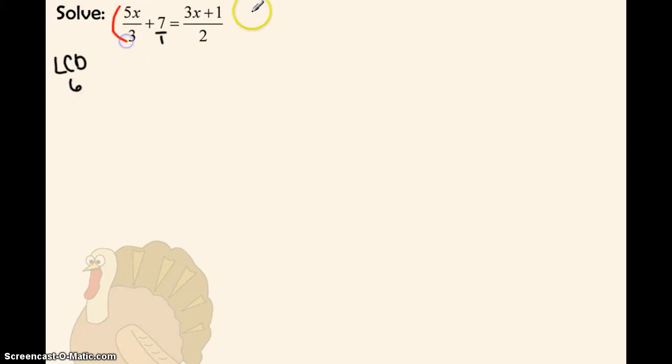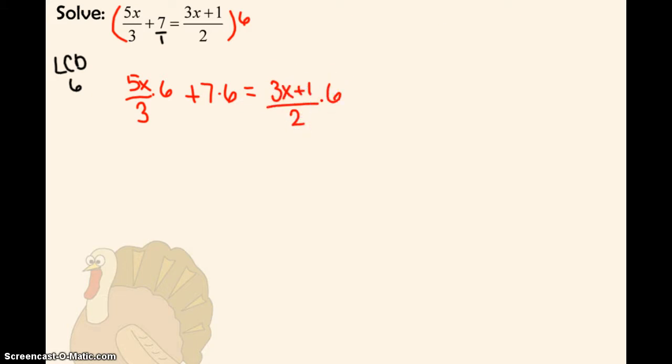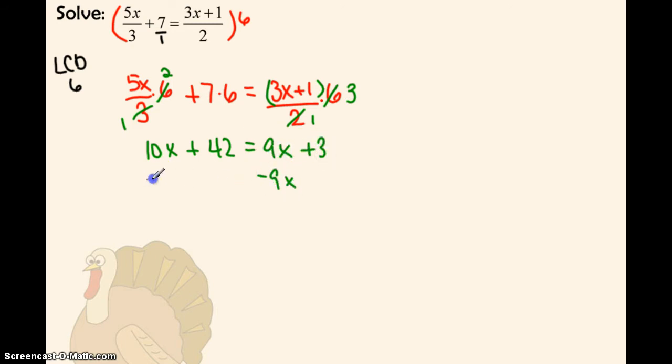I want to multiply my entire equation by the least common denominator of 6. I personally find it difficult to remember to distribute the 6, so I'm going to write each individual part times the least common denominator. To me, this helps me keep that least common denominator out there and able to be seen and easily reduced for each of the parts. So we've got 10x plus 42, and I want to distribute that 3. So 9x plus 3. Get our x's on one side.